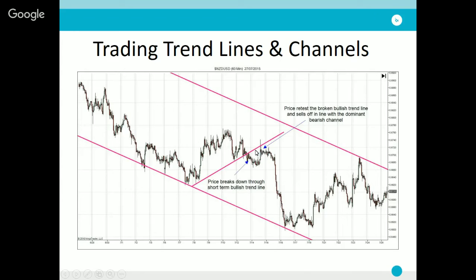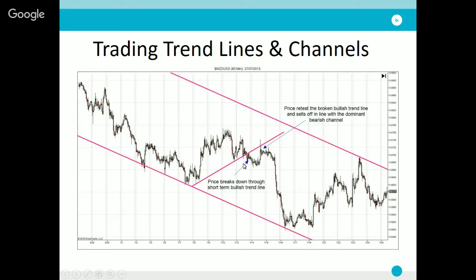Okay, so the break of the trend line alerts us to the fact that the bullish period has finished, but it's the retest and the failure to get back above that bullish trend line which really signals that the market has changed sentiment. And then the area in which I would typically look to trade this is actually a break of this low. Okay, so for the most part I don't trade breaks of trend lines.